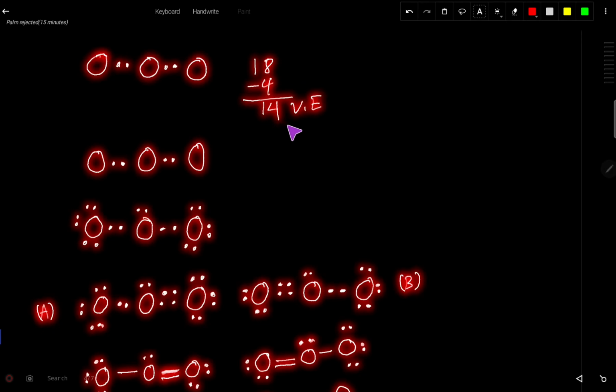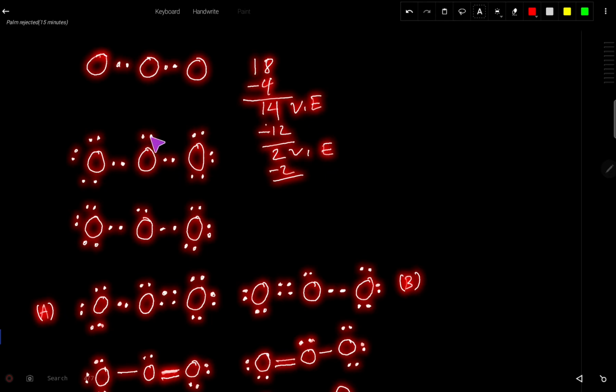Now these 14 valence electrons will be used to satisfy the octet of the outer oxygen atoms first. So let us put 6 on this oxygen, which is the maximum it will take to satisfy its octet, and this oxygen also takes 6, so 6 and 6 is 12, so 2 valence electrons are left. These 2 valence electrons will go over the central oxygen atom. So now we have used all the valence electrons.